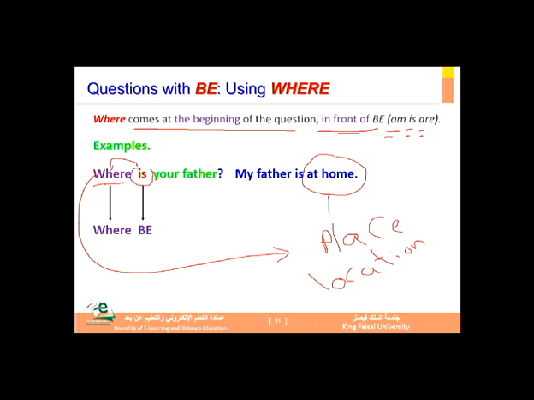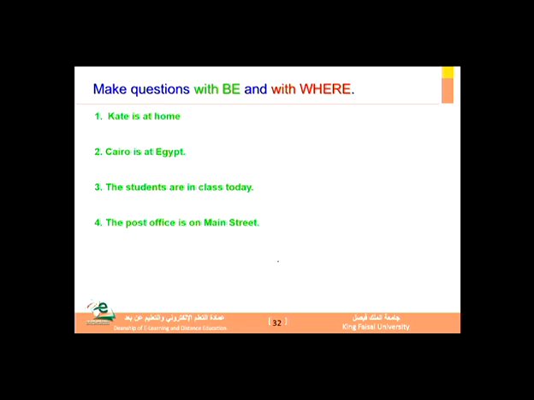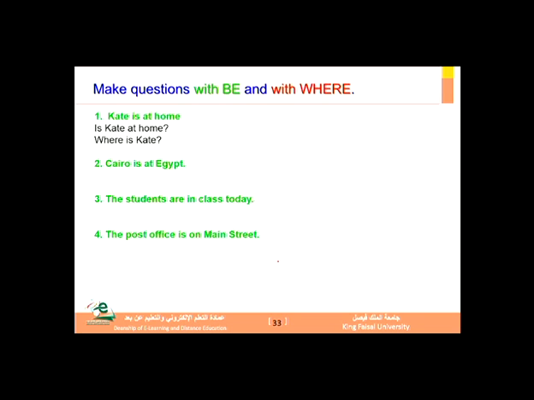Look at these examples. Kate is at home. Cairo is at Egypt. The students are in class today. The post office is on Main Street. Now we need to change those sentences into questions and use the question word where. Let's start with the first one. Kate is at home. Is Kate at home?